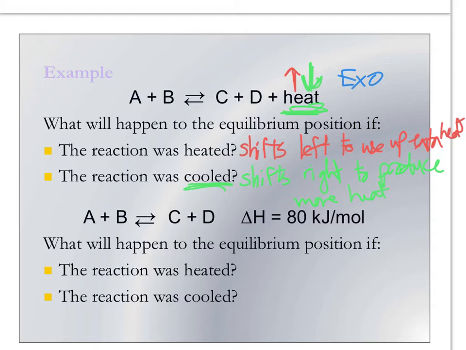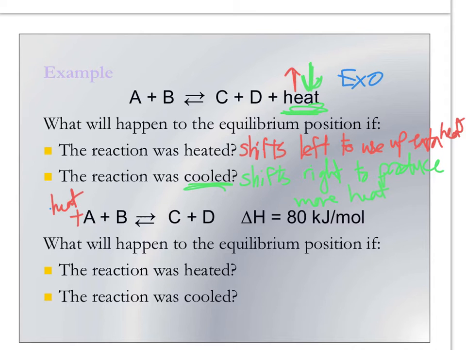Let's look at the next one. In the next one, same type of reaction. This one tells us delta H is equal to 80 kilojoules per mole. Notice that delta H is a positive value, which tells us it's endothermic. So if they don't give you heat in the equation, you want to write it in. If it was exothermic, you put it on the product side. If it's endothermic like this, then you put it on the reactant side. So I'm going to here say plus heat.